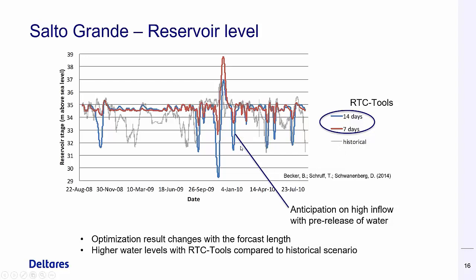What we can see here in the results, first, these two colors: different forecast lengths give different results because the model can look further into the future. And we also see that we can maintain higher water levels with RTC Tools, with model predictive control, compared to the historical scenario, the gray lines. And also anticipating behavior, a pre-release of water. You see here the reservoir stage over time. So the reservoir is drawn down to anticipate a flood wave that is coming in.